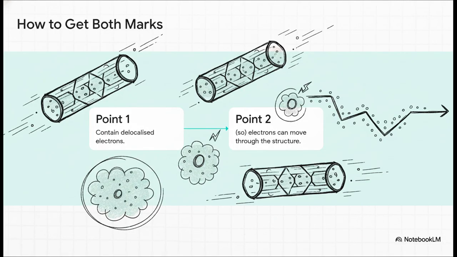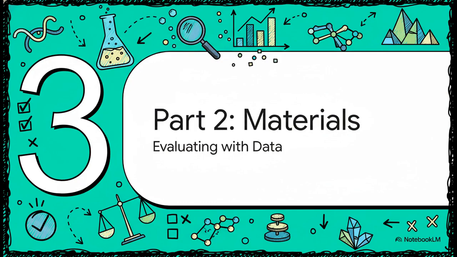Check this out. For the first mark, you have to state that carbon nanotubes contain delocalized electrons. The mark scheme is nice enough to also accept free electrons. Then, to lock in that second mark, you have to connect the dots. You have to explain that because of those electrons, they can move through the structure. It's that movement, that flow of charge, that is electricity. Simple as that. Let's move on to part 2.